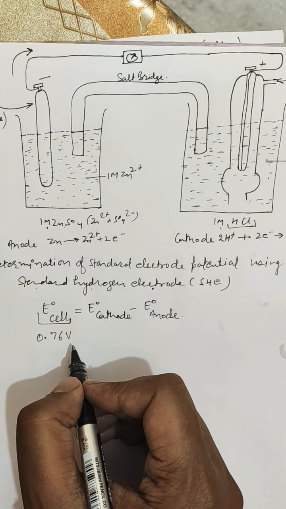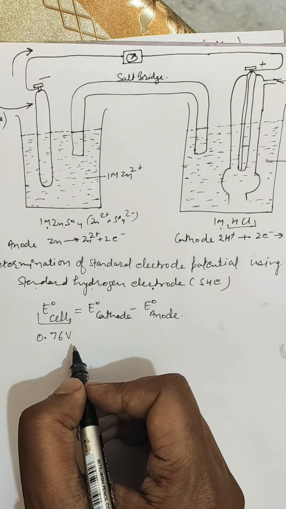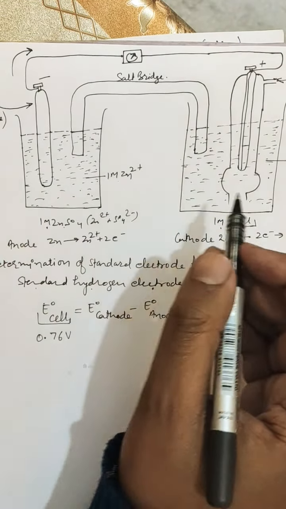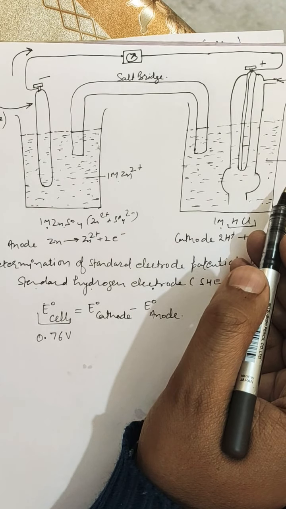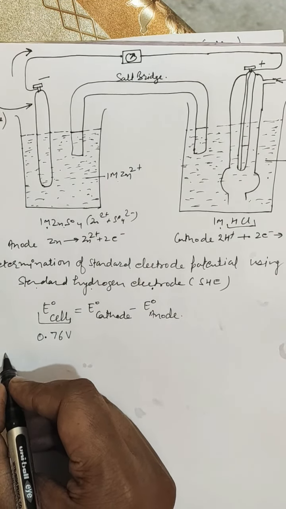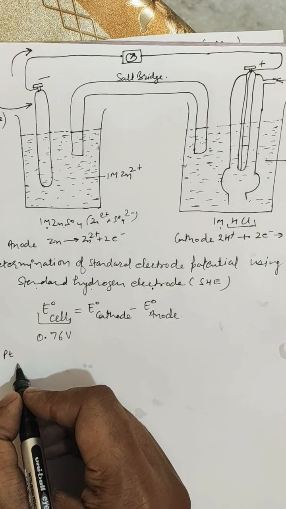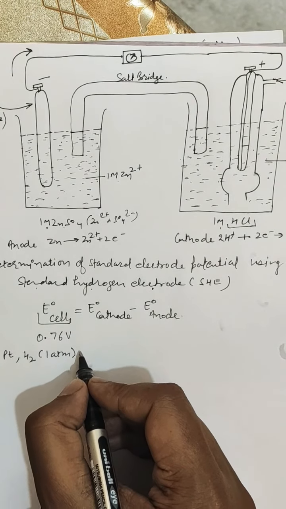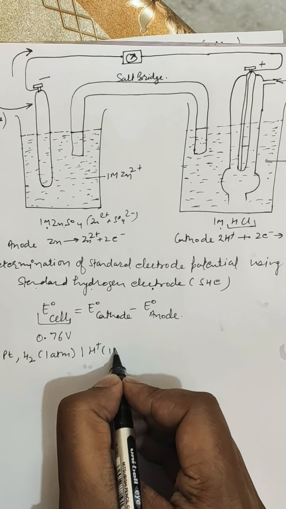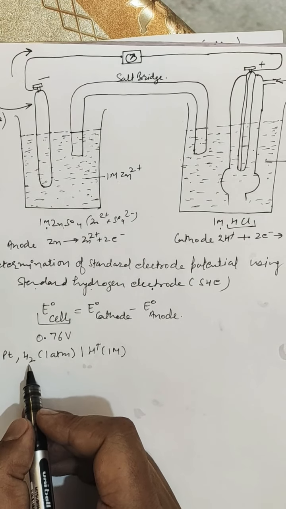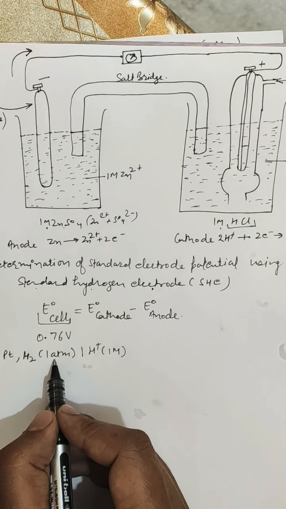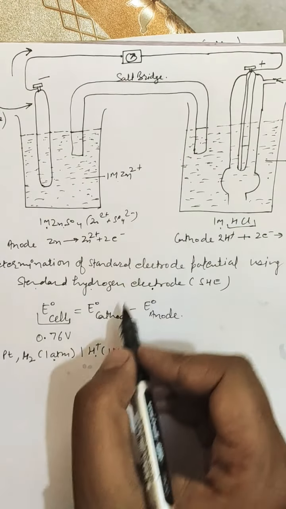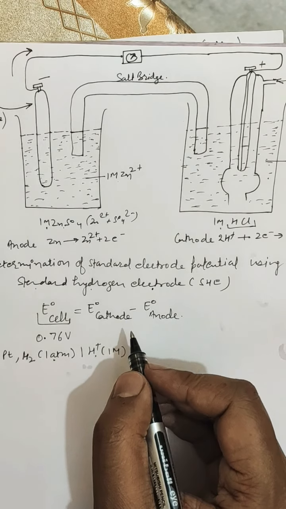The electron flow is found to be from the zinc electrode to the standard hydrogen electrode. From this it follows that zinc acts as the anode and the standard hydrogen electrode acts as the cathode. The cell may be represented as: platinum, hydrogen gas at 1 atmospheric pressure, H+ with concentration 1 molar. Here H2 is the gas, expressed at 1 atmospheric pressure, and H+ is in the solution at 1 molar.